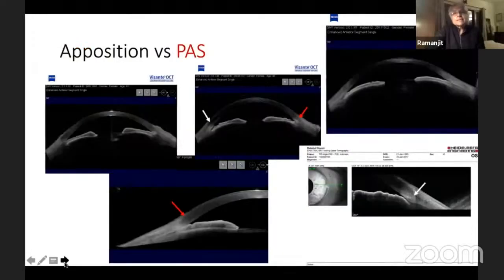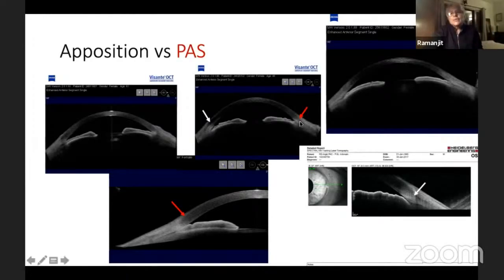The second thing, as Dr. Tanuj was saying, is we want to be able to differentiate apposition from actual synechia. So if you look at these pictures, you can see I've drawn a white arrow and I've drawn a red arrow, and you can see that the white arrow is actually just a bowing of the iris, and you cannot see the extreme periphery, and there is still a very narrow recess which is open. This, when looked at gonioscopically, very often looks like apposition.